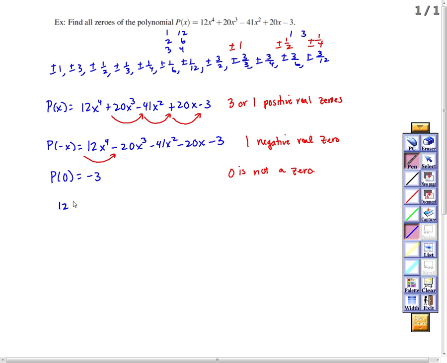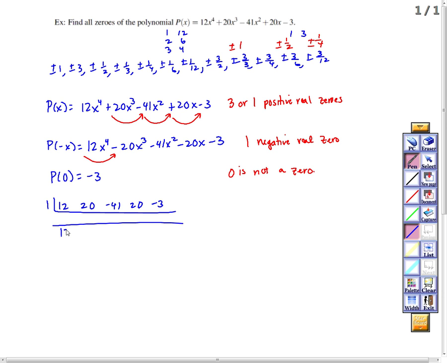So I put the coefficients. Remember, you always want to check your powers. My exponents go 4, 3, 2, 1, 0. If I was missing one, I would put a 0 to replace that term. And I always want to make sure my powers are in descending order. Looks like everything's good, so I write my coefficients, 12, 20, negative 41, 20, negative 3. And I'm just going to choose positive 1. It's always a good place to start.